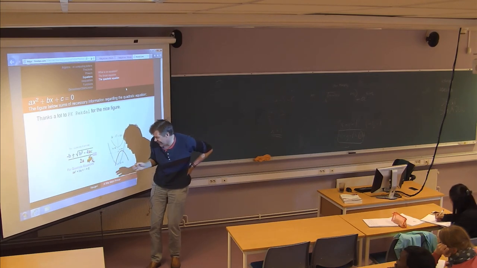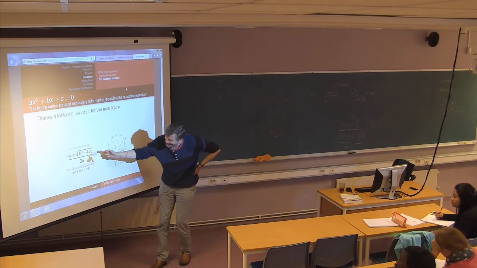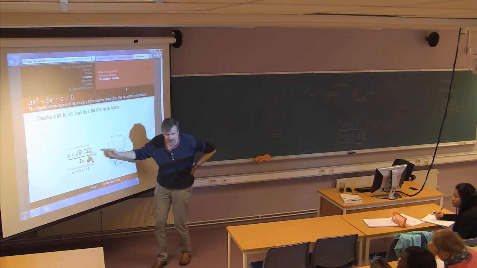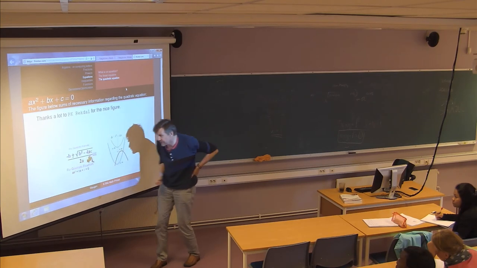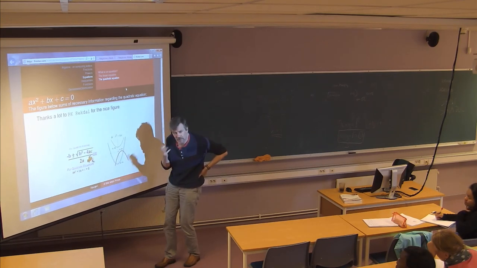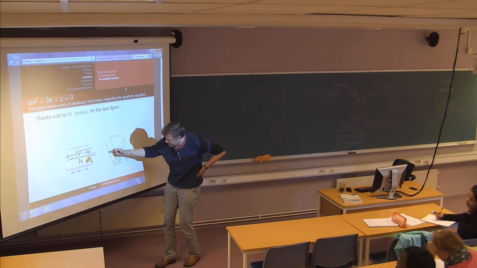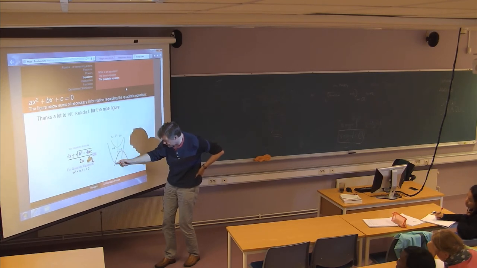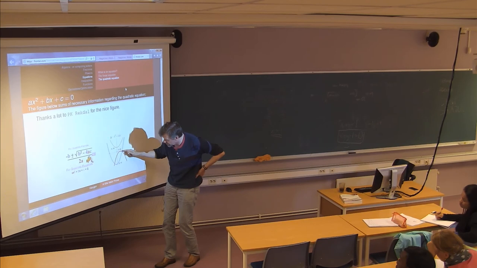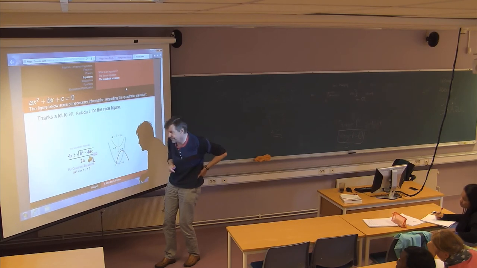But there are different cases here, aren't there, depending on the sign of what is under the square root. If the sign under the square root is positive, then we get two solutions. That is demonstrated here by this blue curve. Here is one solution. There is the other.